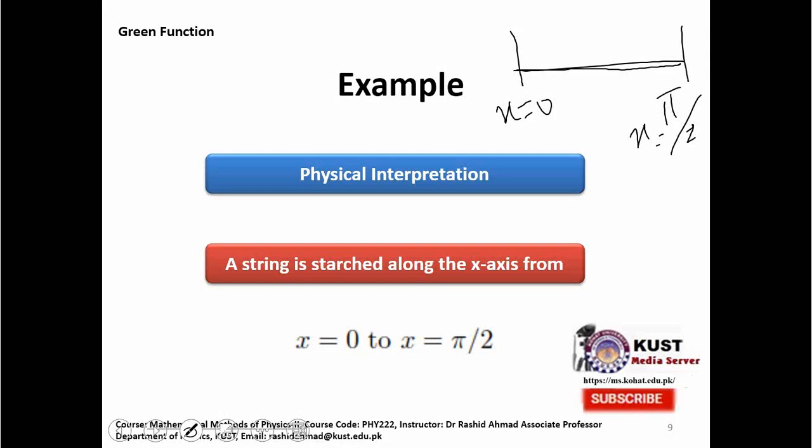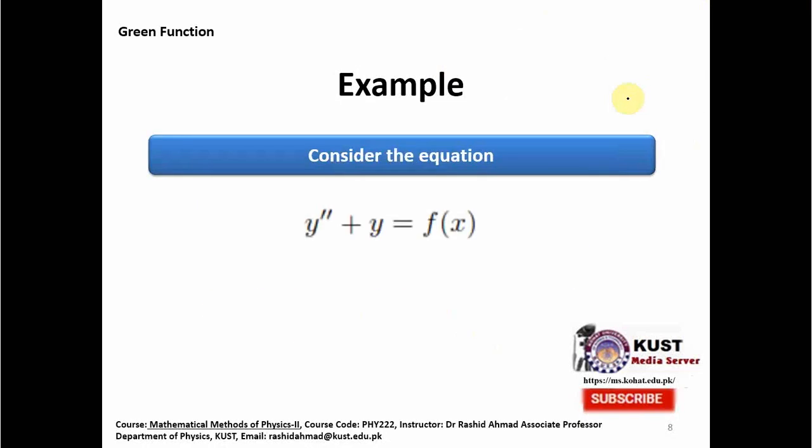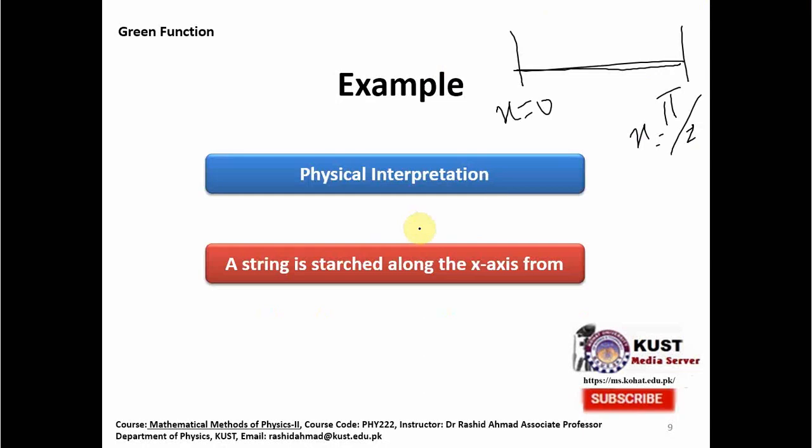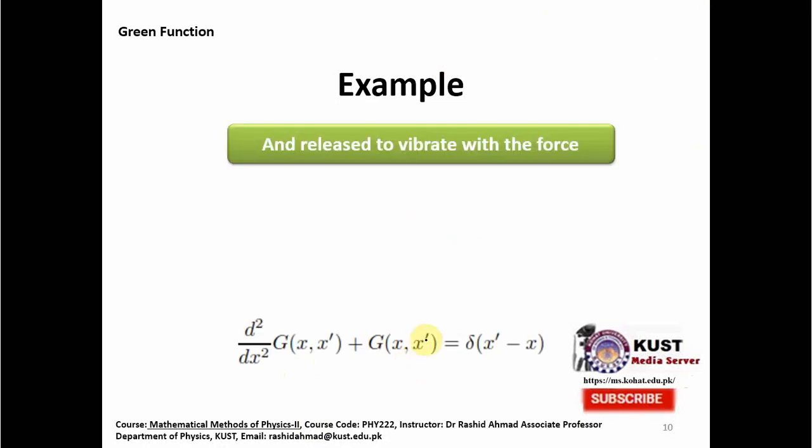So what we would like to see is, if this string vibrates, how does it behave? This is the physical interpretation for this equation. Then we have some forcing function, and we have a stretched string in these limits. Think of it that we release this string and it vibrates with a force, and then it has a certain kind of vibrations with different amplitudes and different components. So we sum up all those components, and let's say this is the forcing function we have.